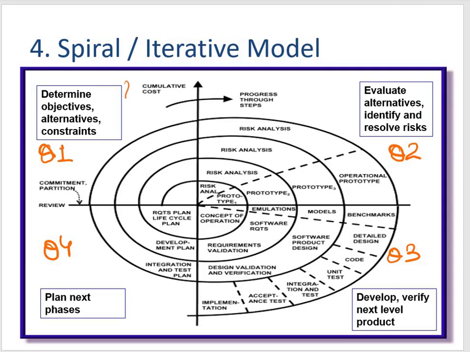On this side we are talking about determining objectives, alternatives and constraints. On this side it mainly focuses on the risk analysis part, so evaluating the alternatives, identifying and resolving the risks. In Q3 mainly we are talking about development, verifying the next level product, and in Q4 we are planning for the next phase.